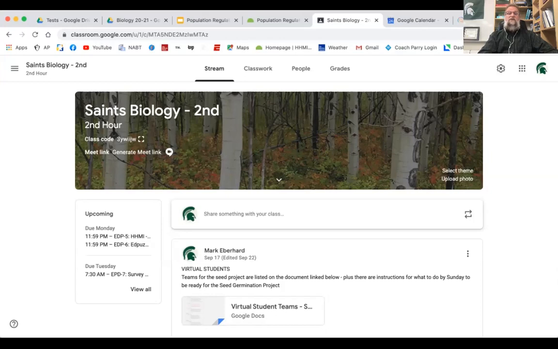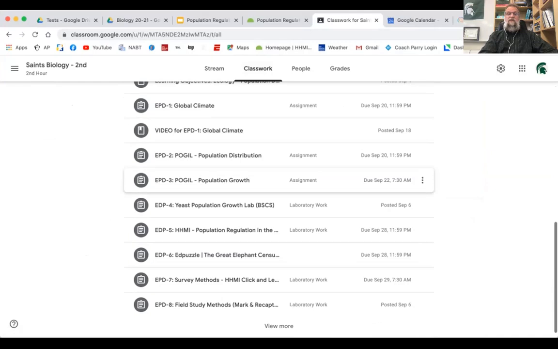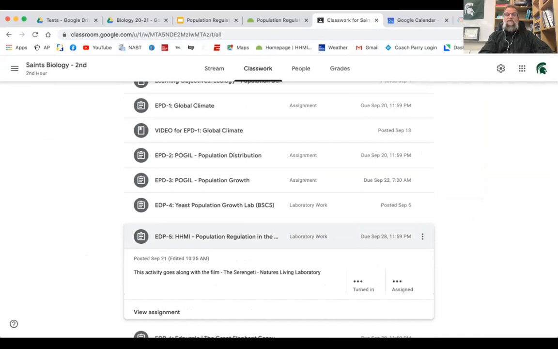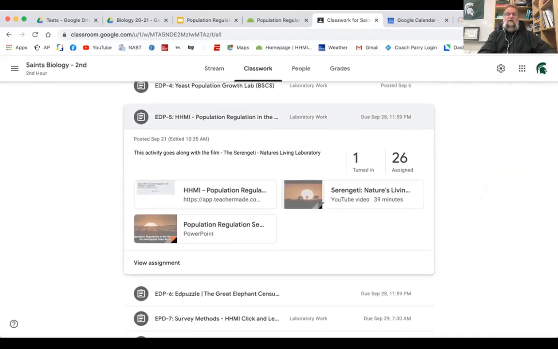So anyway, to get into today's assignment, which is based on EcPD-5, we're going to go to classwork, scroll down to ecology, and here's EcPD-5, HHMI population regulation in the Serengeti. If I open that up, there are several links. There's a link directly to the PowerPoint, which I'm going to be sharing on this video. We're going to be looking at pieces of this video during today's lesson.